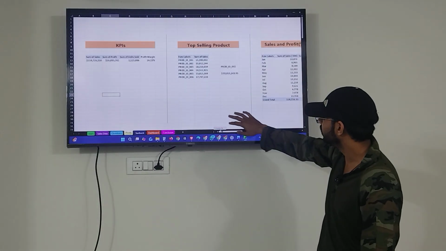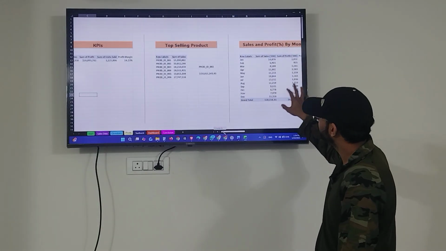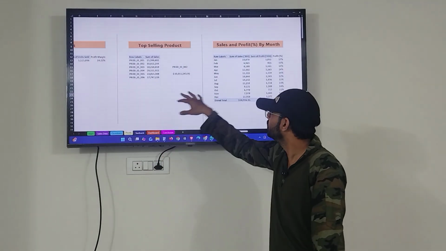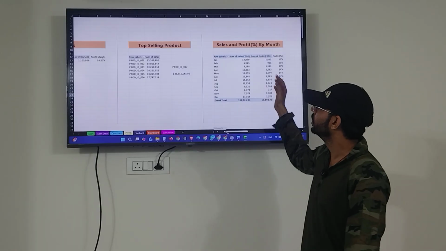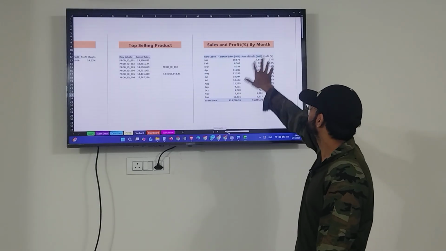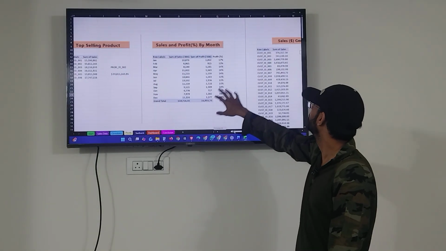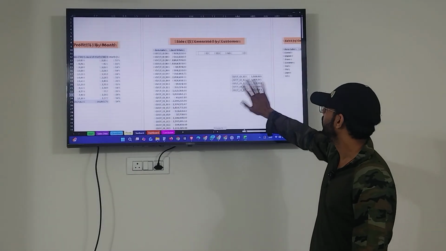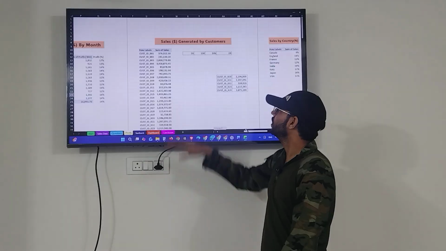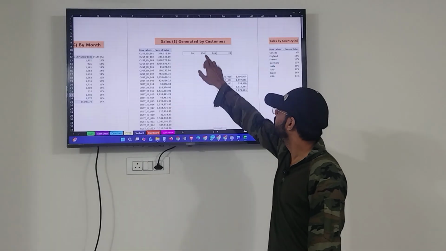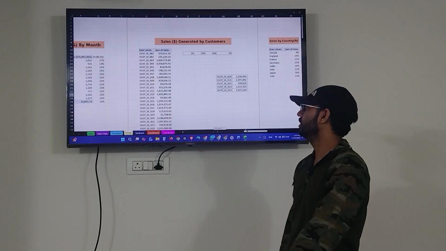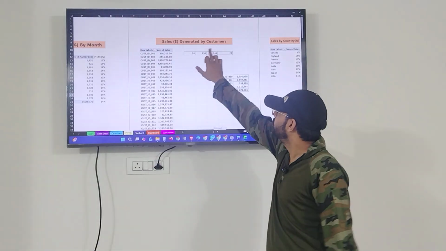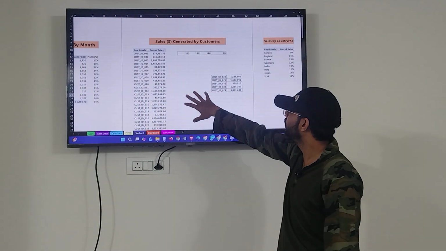Now here I have also done some analysis. These analyses are based on the 5 questions we had, so these insights will help us answer them. For the top selling product, and sales and profit by month, I have analyzed using pivot tables. Now this is sales generated by customers. This data shows we have almost 150 customers, because in the raw data one customer can order multiple times. So I have the complete data of 150 customers here.